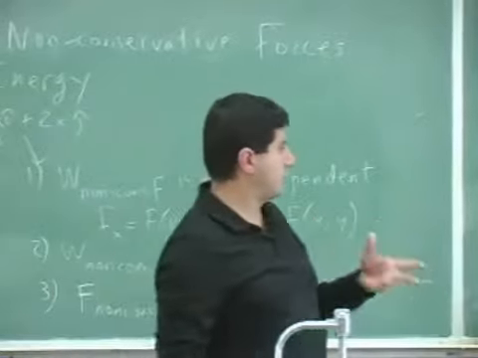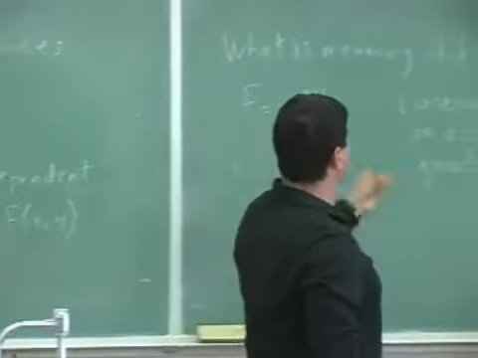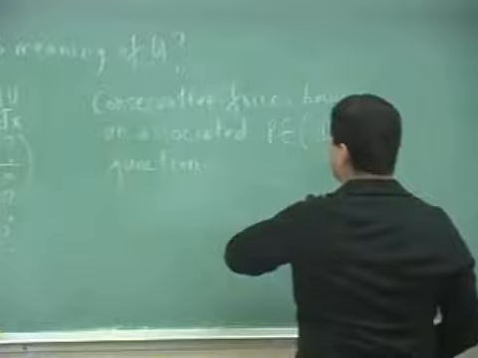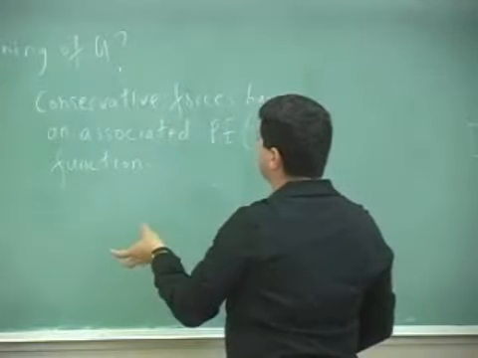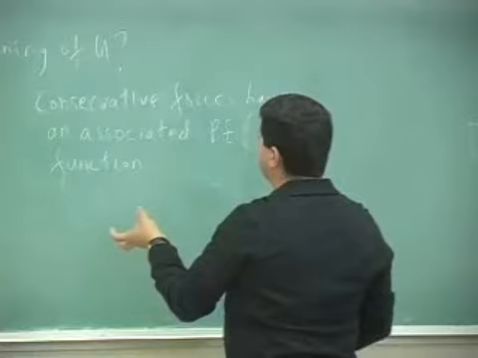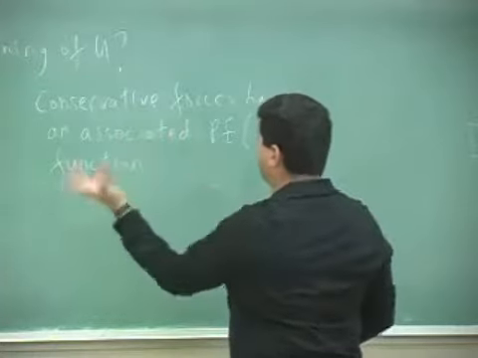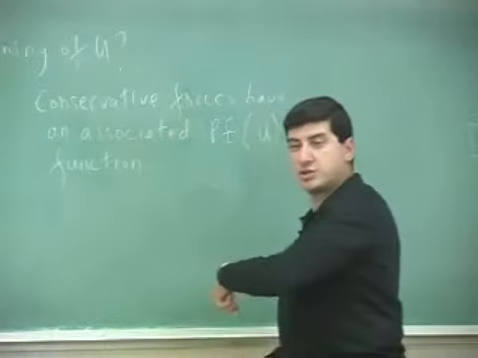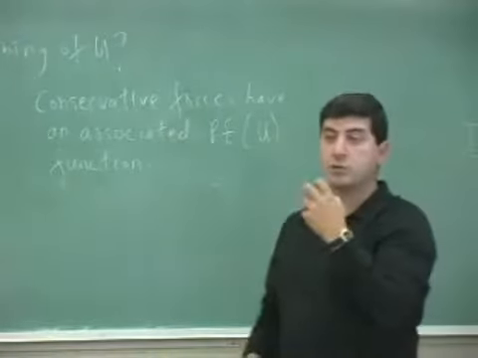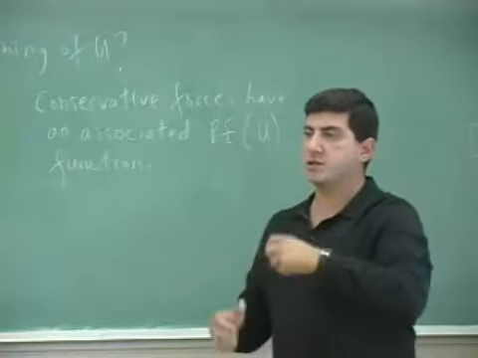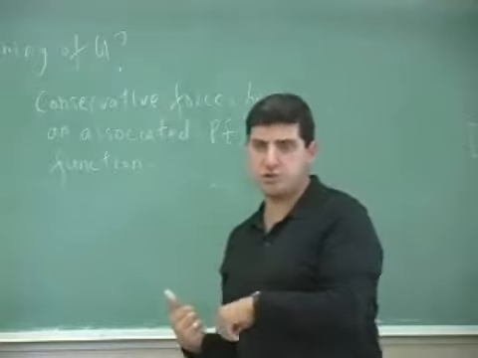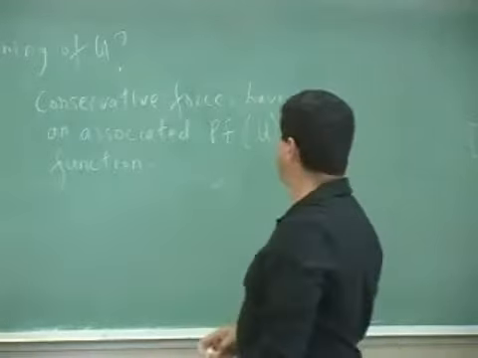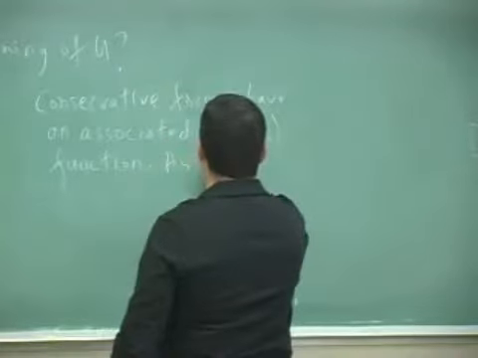So the idea of potential energy is that whenever you have a conservative force, it has an associated potential energy function, and objects can go through that potential energy function, gaining potential energy, losing potential energy. When they gain potential energy, their kinetic energy goes down. When they lose potential energy, their kinetic energy goes up. You see?